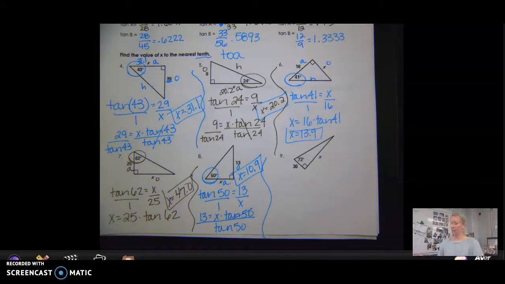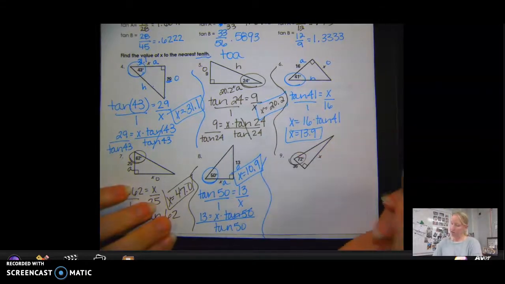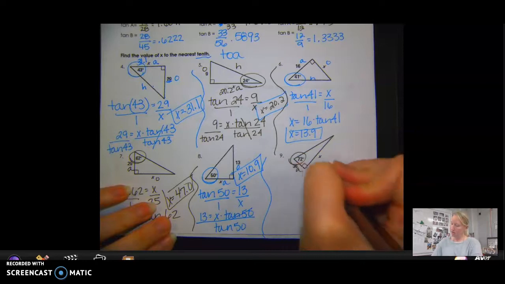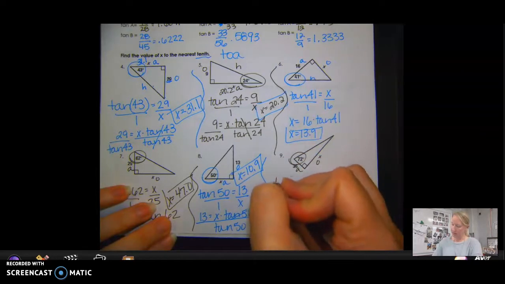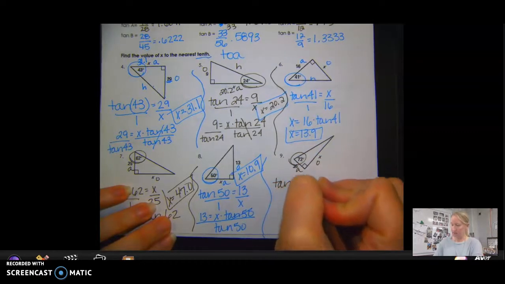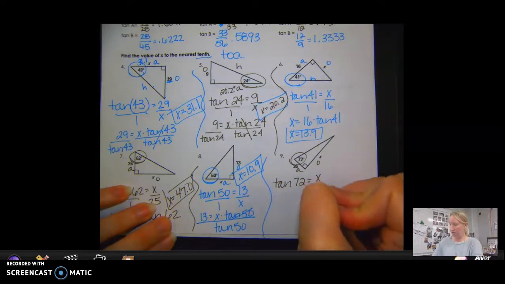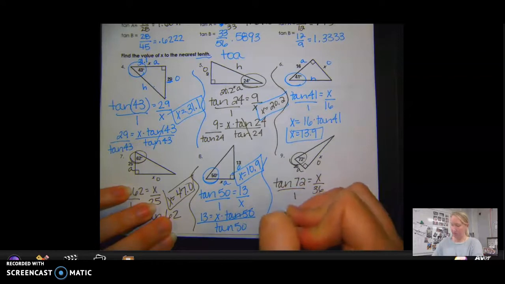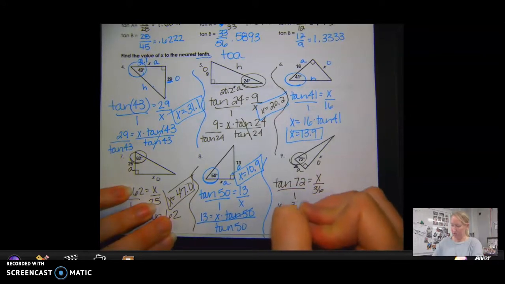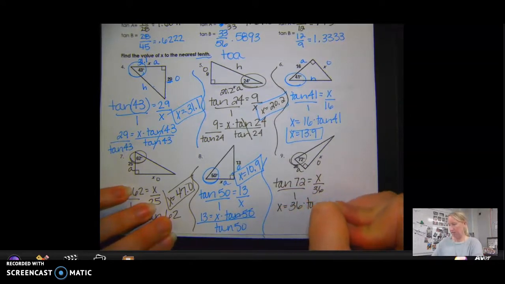And one more on this page. Circle my angle measure. This is adjacent, this is opposite. So tangent again, tangent of 72, the angle measure we're talking about, equals O, which is x, over A, which is 36. Put that over 1, cross multiply. So I get x equals 36 times the tangent of 72.